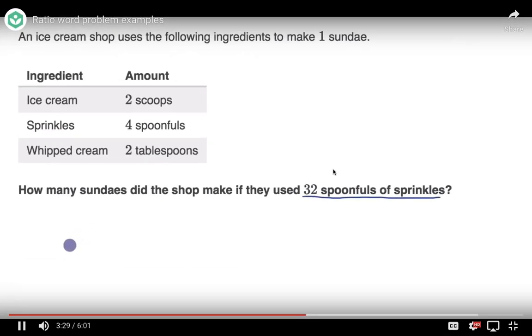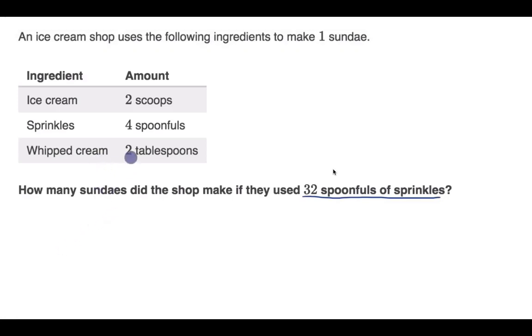So pause the video and try to think about it. There's a couple of ways to think about it. Here we're talking about sprinkles, so that's what's relevant. Four spoonfuls for every one sundae. So we could say that the ratio of spoonfuls to sundaes is four to one. Four spoonfuls of sprinkles.